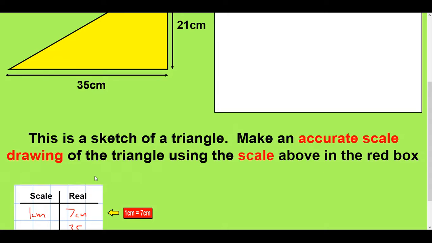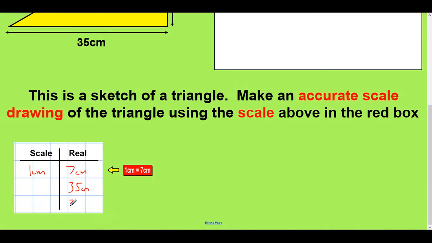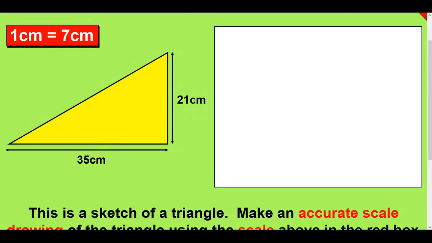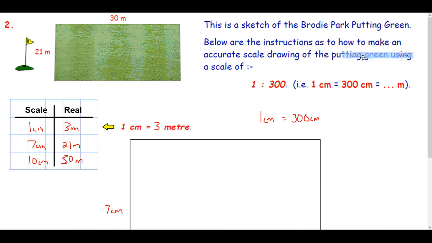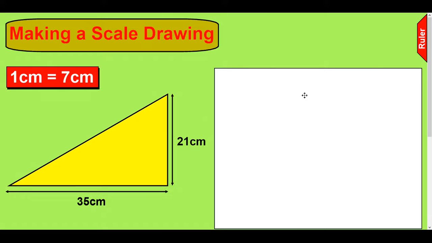And on the other side, what have we got? 21. And again, because you're starting at this side, you're dividing by 7 to get this. So 35 divided by 7 would be 5 centimetres. And 21 divided by 7 would be 3 centimetres. Okay, what I'll do is I'll go and get that ruler again, and I'll put it onto this screen.